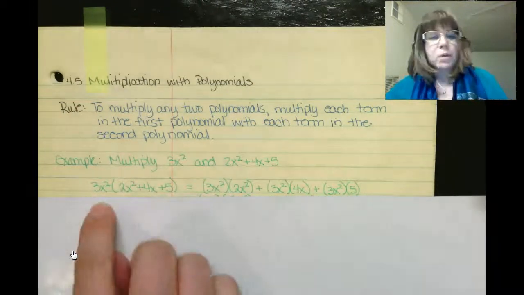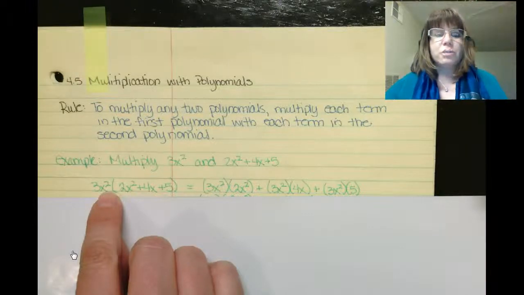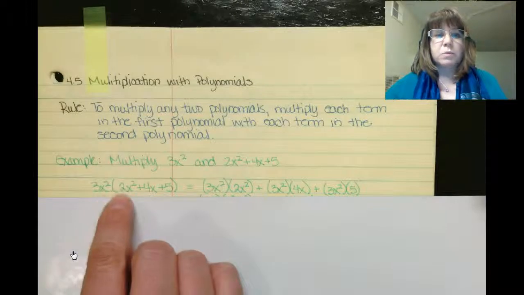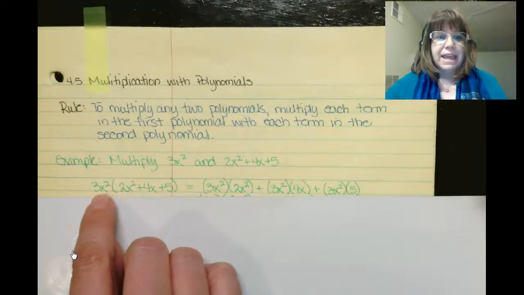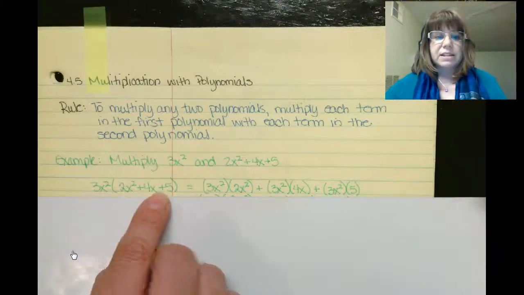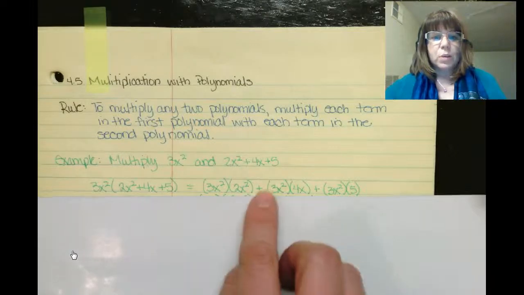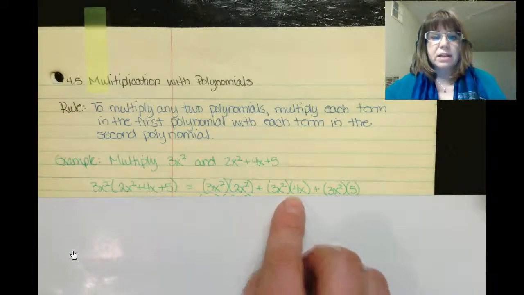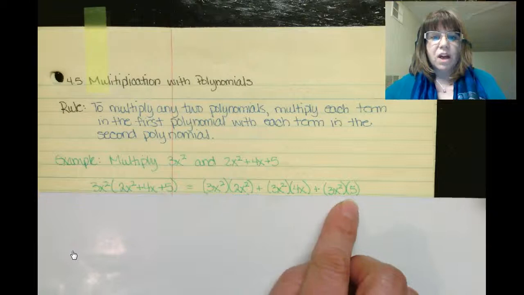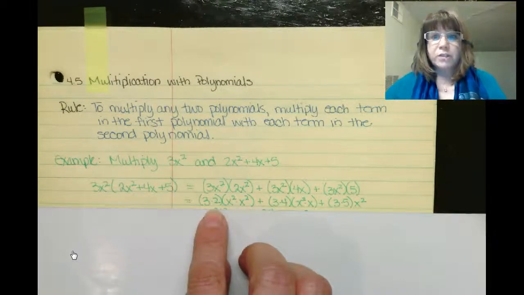When I multiply, I'm going to distribute the 3x squared to each term of my polynomial. So 3x squared is going to multiply 2x squared and 4x and 5, giving me 3x squared times 2x squared plus 3x squared times 4x plus 3x squared times 5. Multiply all the coefficients together, all the x's together.